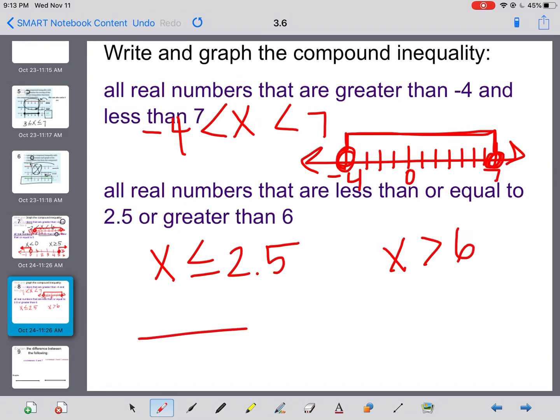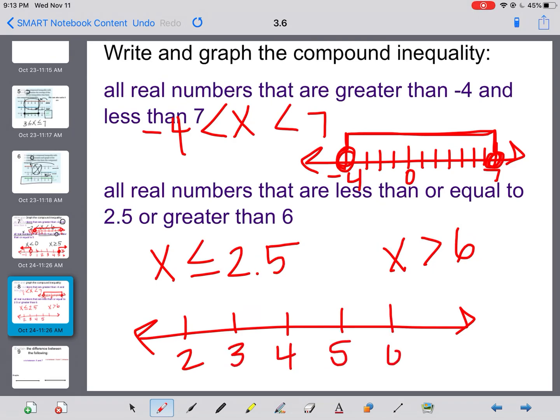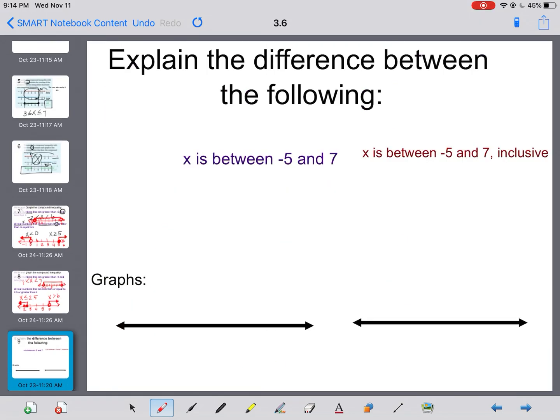All real numbers that are less than or equal to 2.5 or greater than 6. Okay, closed circle at 2.5 right here. Less than. Open circle at 6, greater than.